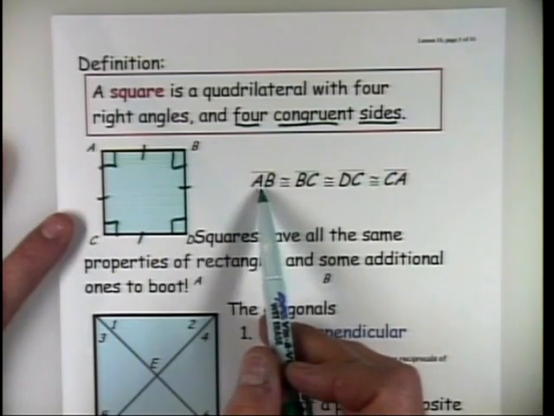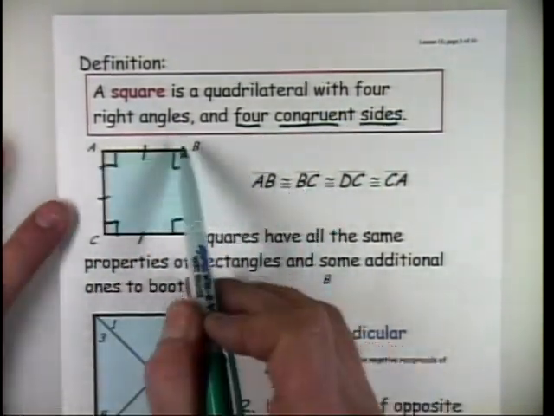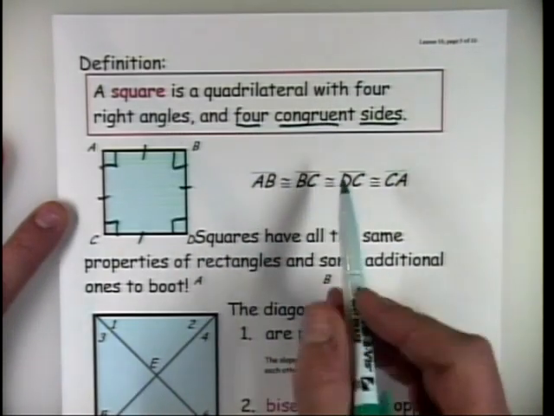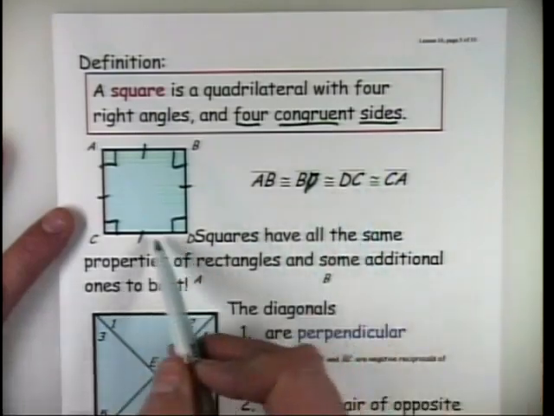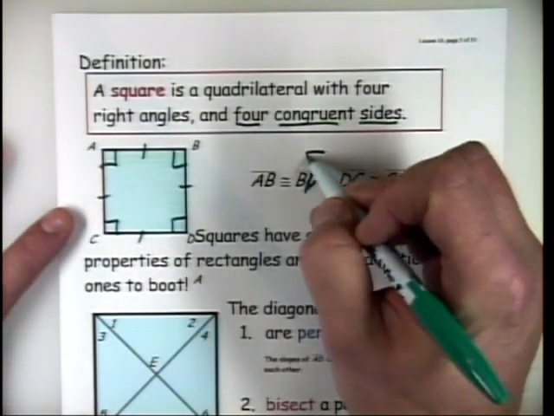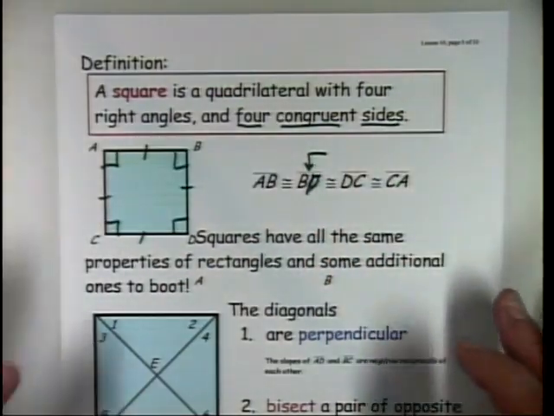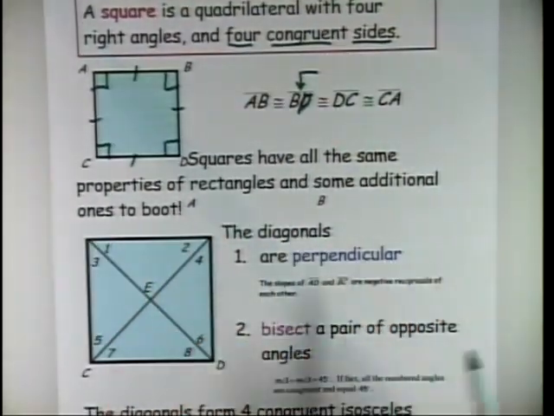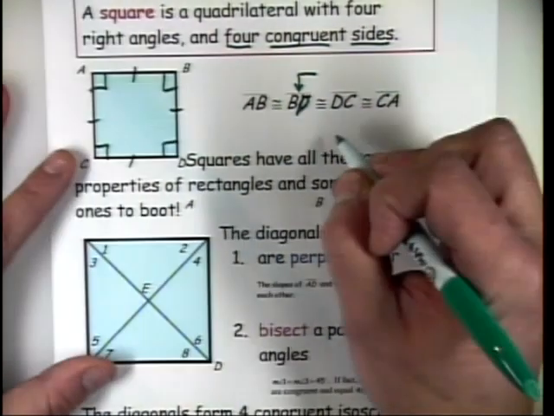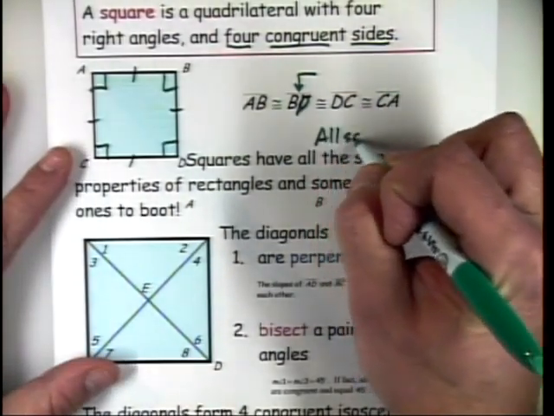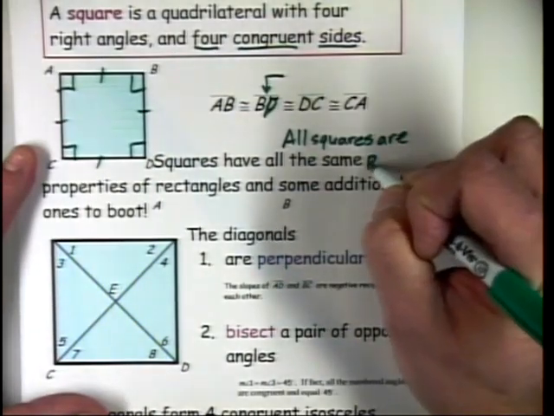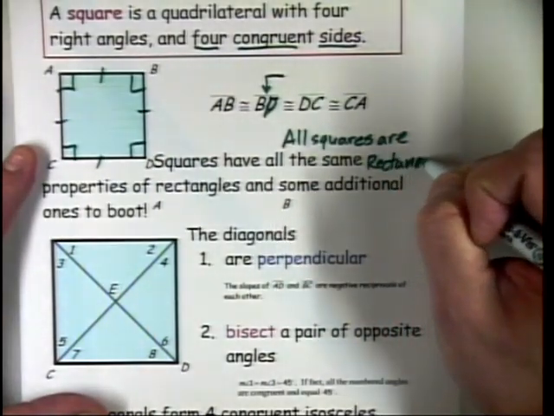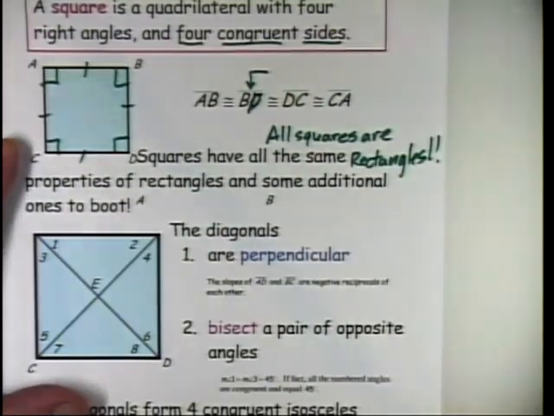So we know that AB is congruent to BC. I'm sorry, not BC. That should be a BD. It's congruent to DC. It's congruent to CA. So there's a typo right there. Okay, that's a BD. Now, squares have all the same properties of rectangles and some additional ones to boot. And that's because all squares, and this is kind of interesting, all squares are rectangles. Did you know that? I'll put an exclamation point, maybe even 2 of them there.